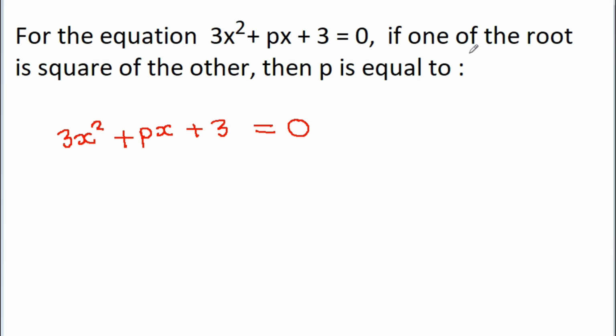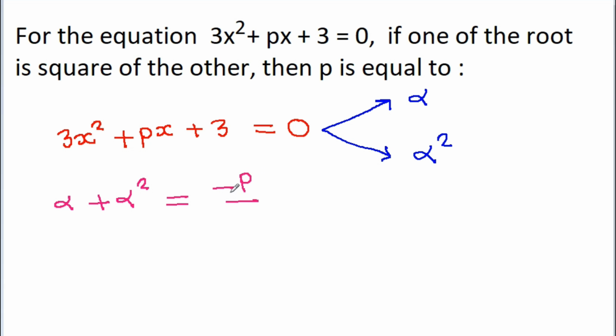Now it is given that one of the roots is a square of the other, then I can say that if one of the roots is alpha, then the second root will be alpha square. And now we know that in a quadratic equation, the sum of roots is -b/a. So here the sum of roots will be alpha + alpha² = -p/3, where b is p and a is 3. And the product of roots will be alpha × alpha². It is c/a, and c is 3 and a is also 3.